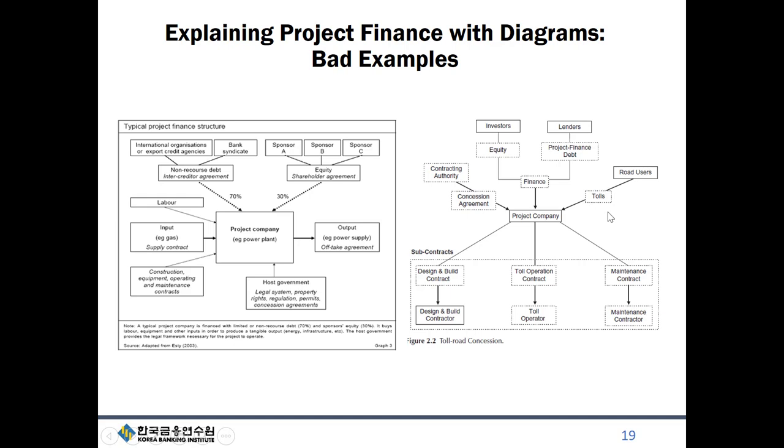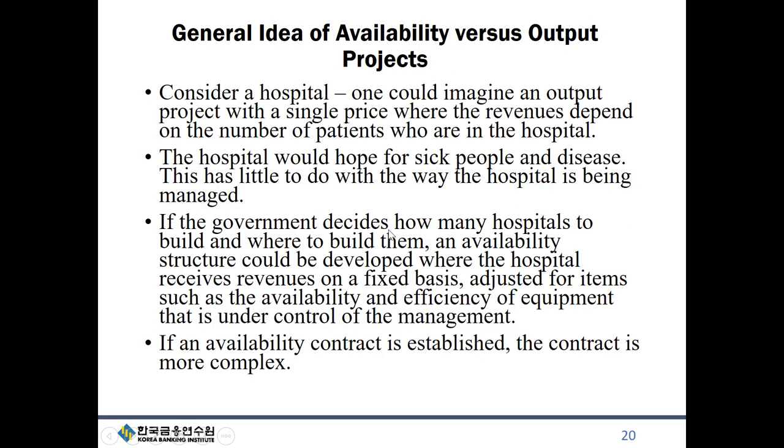Not tolls, it's traffic. Unless it's an availability project, which I have here, and I always use a hospital example. Imagine a hospital where you get paid depending on how many patients you have. Then you really, really hope for sick people. You want Ebola more than anything else. Sorry to say that. I don't want to insult anybody. But that's what you want.